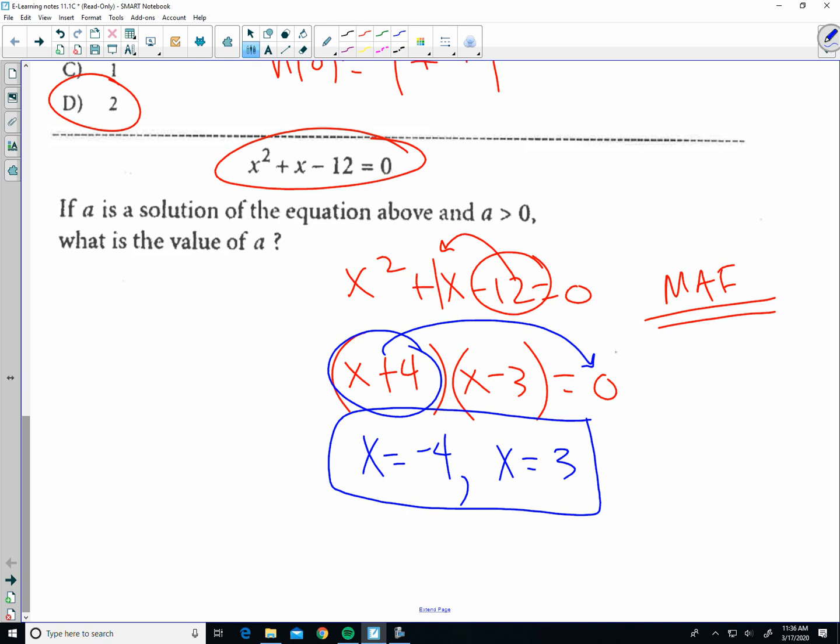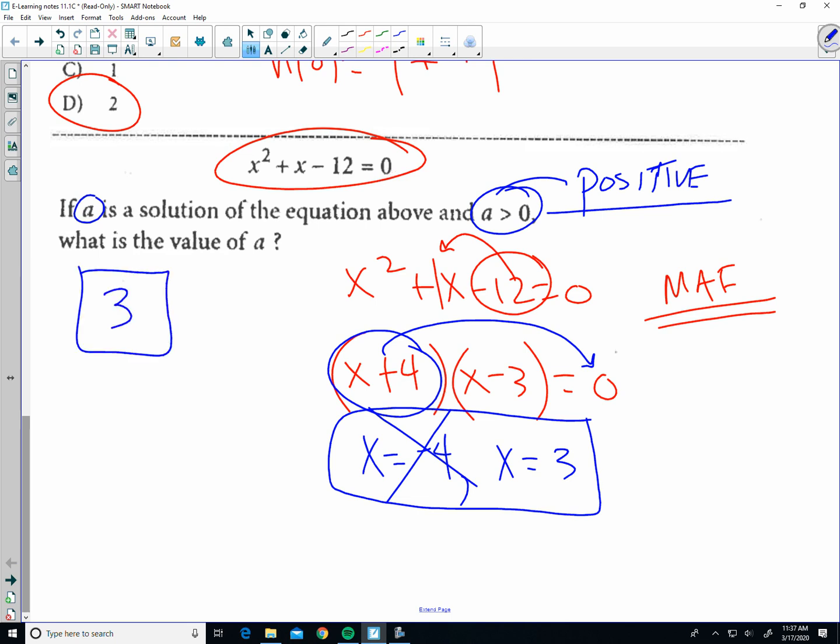But if you notice, it says A is a solution, and A has to be bigger than 0. That means our answer has to be positive. And of course, we're looking for a positive answer. Negative 4 would not fulfill that. So we'd say the value of A in this problem, where A is a solution, is represented by the x value of 3. That would be bubbling in 3 on my SAT bubble form.